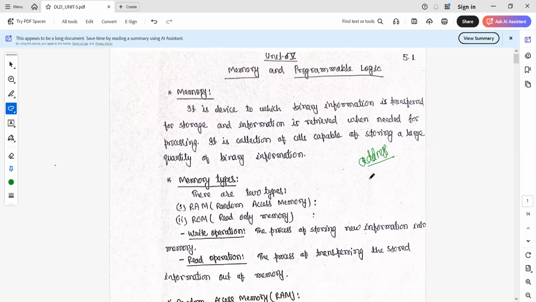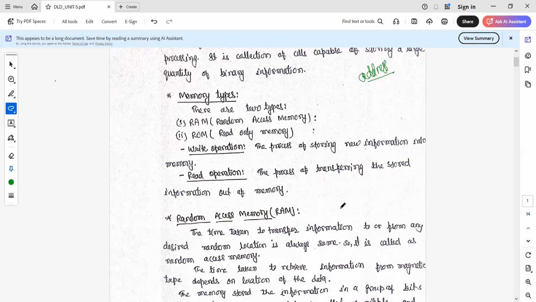Then we have various types of memory. There are two types: one is RAM and the other is ROM, which are called random access memory and read only memory. Random access memory is volatile memory and read only memory is non-volatile memory. In case of RAM, we can perform both read and write operations, whereas in case of ROM, we can only perform the read operation.